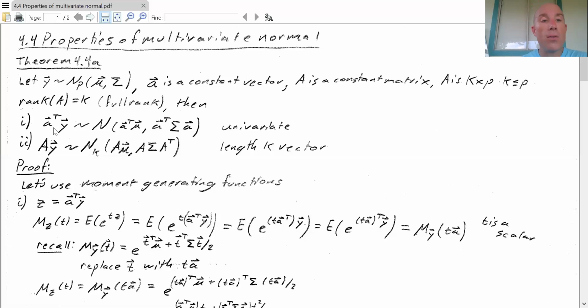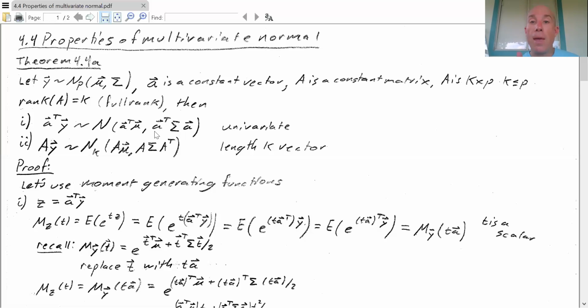In this situation, if I take the dot product between the constant vector a and my normally distributed vector y, then first and foremost, pay attention that dot products always give me a number, so it's going to be a scalar. Whatever I get is ultimately going to be univariate. What is that univariate distribution? It's going to be normally distributed, where the mean is found by just replacing y with the mean vector, and that gives us the mean of this dot product. Then we take a transpose, then our covariance matrix, then a, and that will give us our variance.